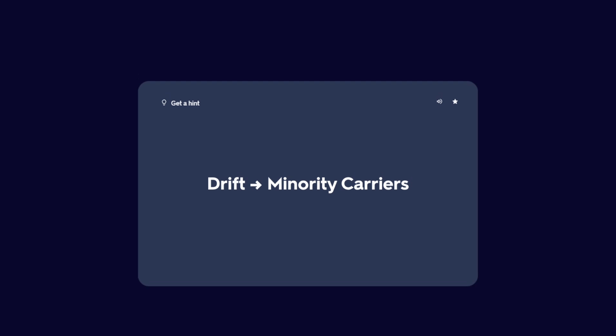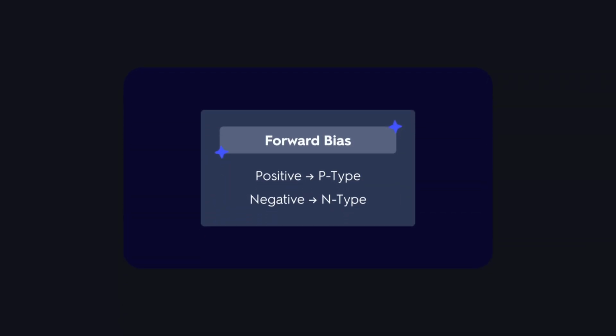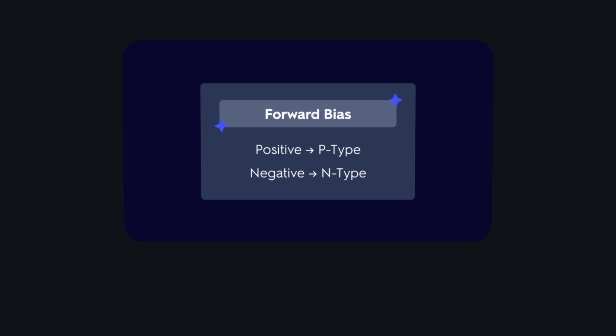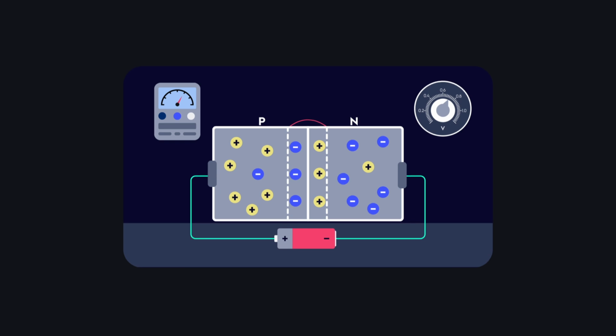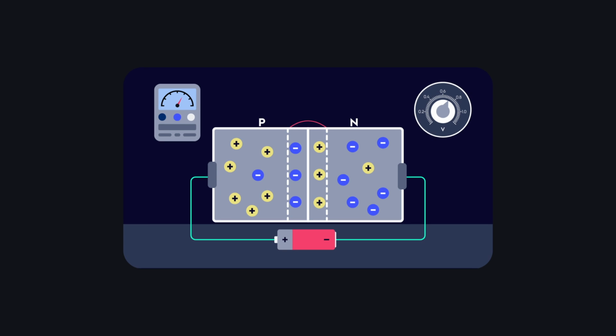So far, we have covered that forward bias lowers the junction barrier and increases diffusion current, which creates a net current from P to N through the diode and through the entire circuit.